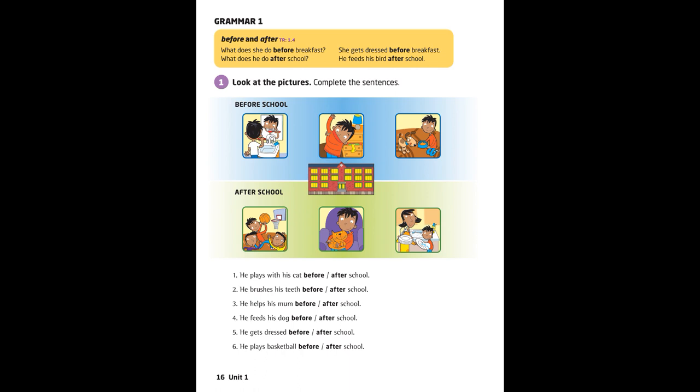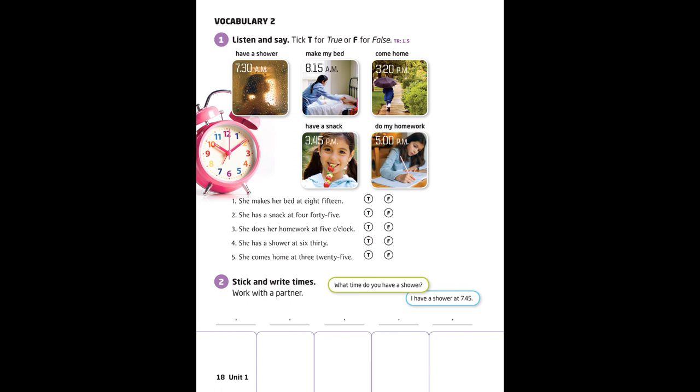Track 1.5. Vocabulary 2. Activity 1. Listen and say. Tick T for true or F for false. Have a shower. I have a shower at 7:30. Make my bed. I make my bed at 8:15.